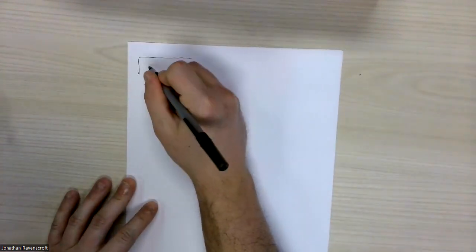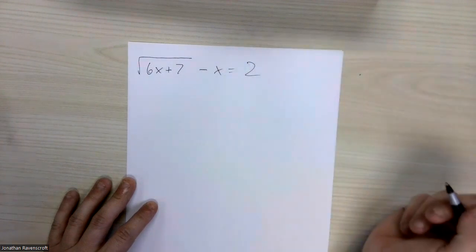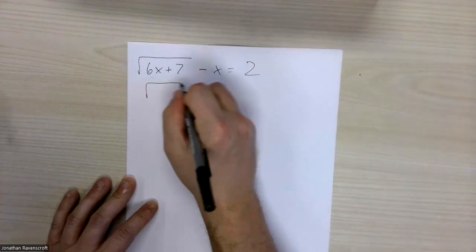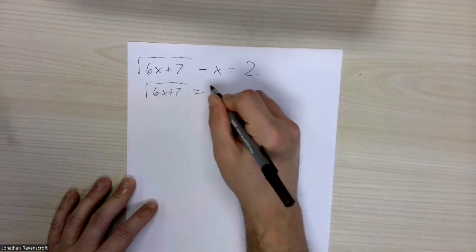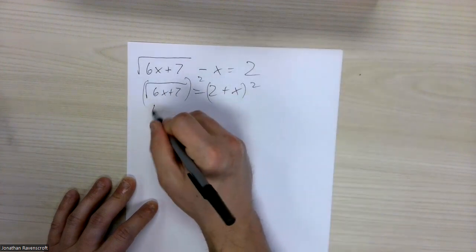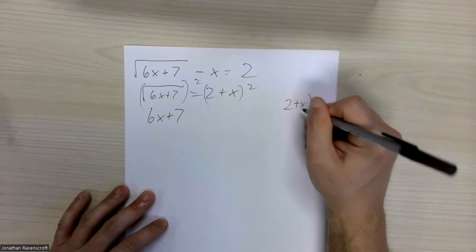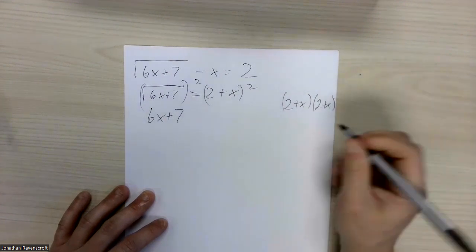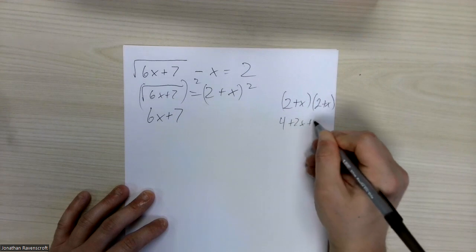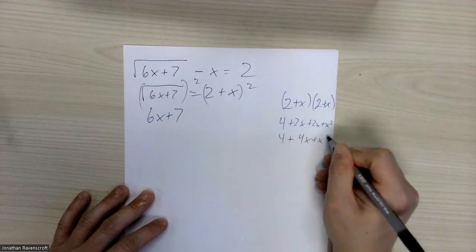Okay. Now on this last practice question, square root of 6x plus 7 minus x equals 2. Move the x over. Square both sides. Now again, just go off in the margin here and say 2 plus x, 2 plus x. 4 plus 2x plus 2x plus x squared is 4 plus 4x plus x squared.